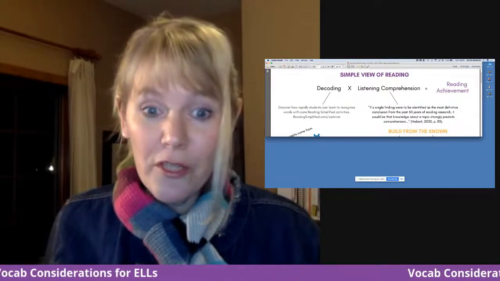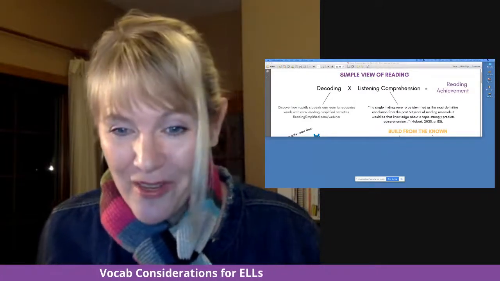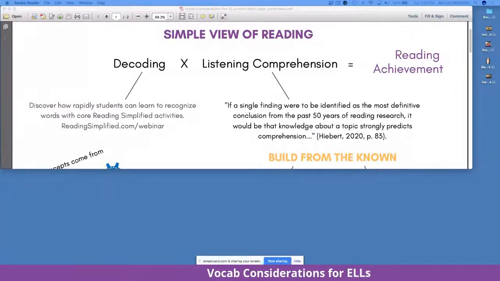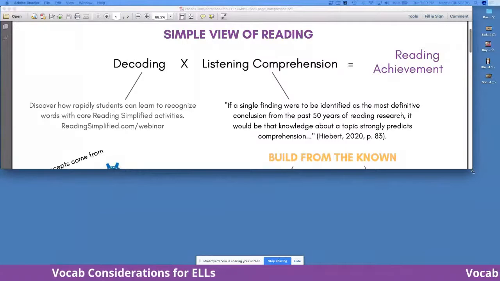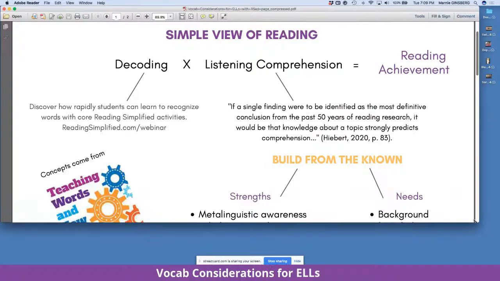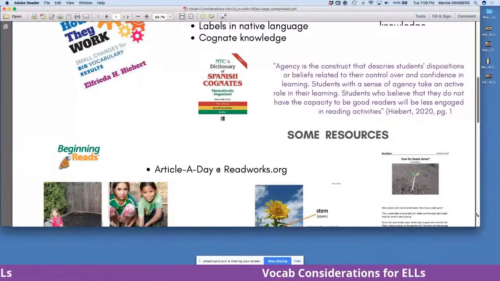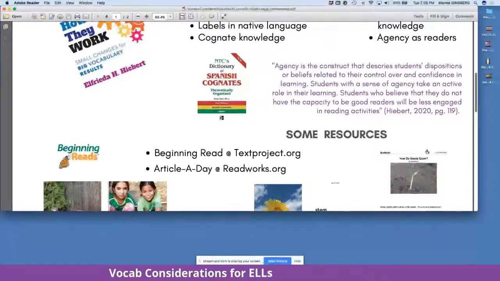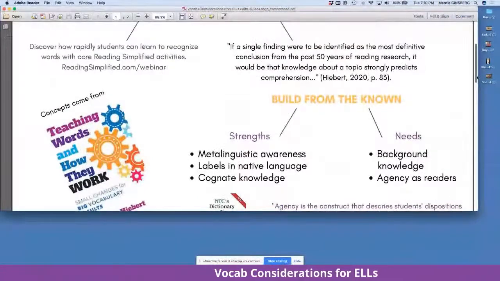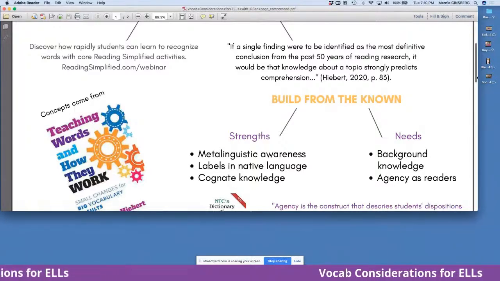So what are the things that we should point out that are assets of the English learner? I would love to hear from you guys if you would like to expand on this. But these are some ideas that Dr. Hiebert gives us. She says, let's make sure that we're thinking about the things that the English language learner already has. So let's see here. My screen went down too fast. There we go.